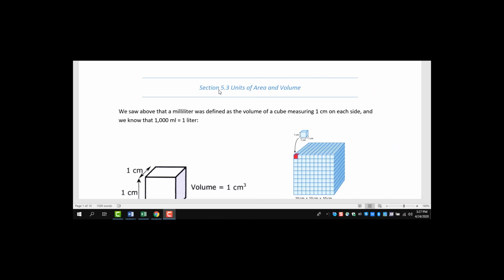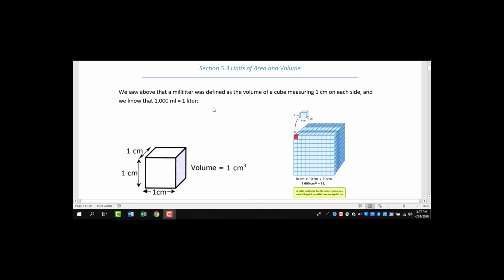Okay, so welcome to 5.3, areas, units of area and volume. Emphasis again on units, different units, and what area and volume are. So the metric system is kind of designed this way.